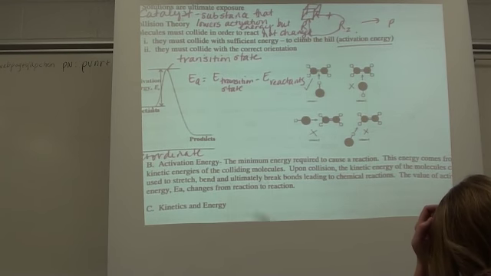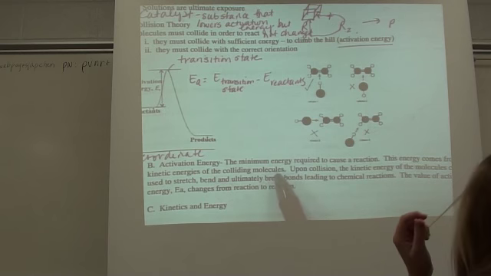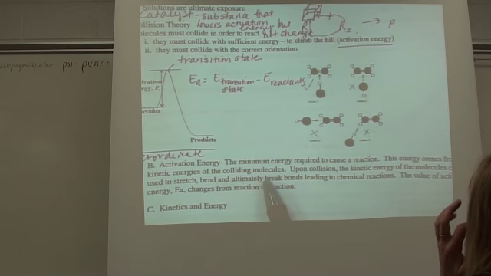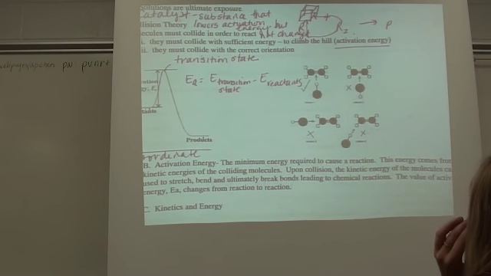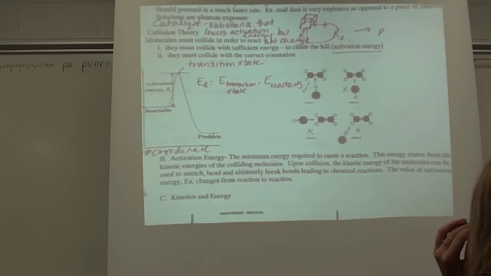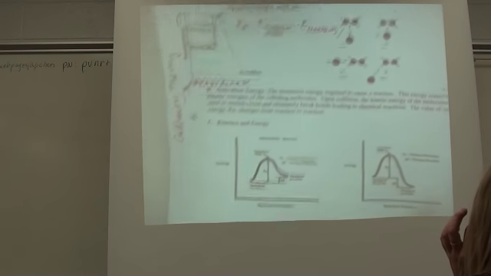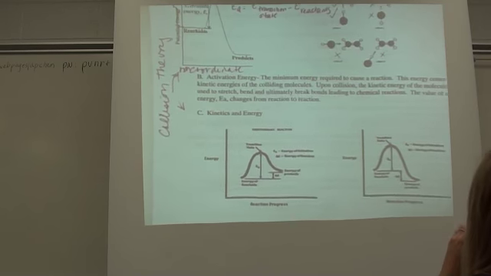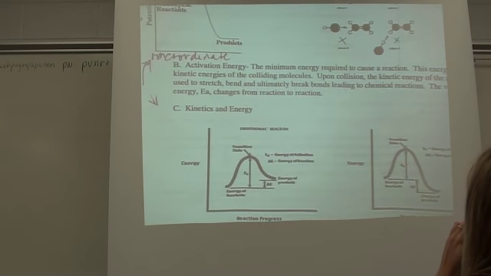It comes from the kinetic energies of the colliding molecules. The kinetic energy in a collision is used to stretch, bend, and ultimately break the bonds that allows a chemical reaction to occur. The value of the activation energy varies from reaction to reaction. Each reaction has its own activation energy. These should be your friends because you're going to see these for the rest of your chemical life.